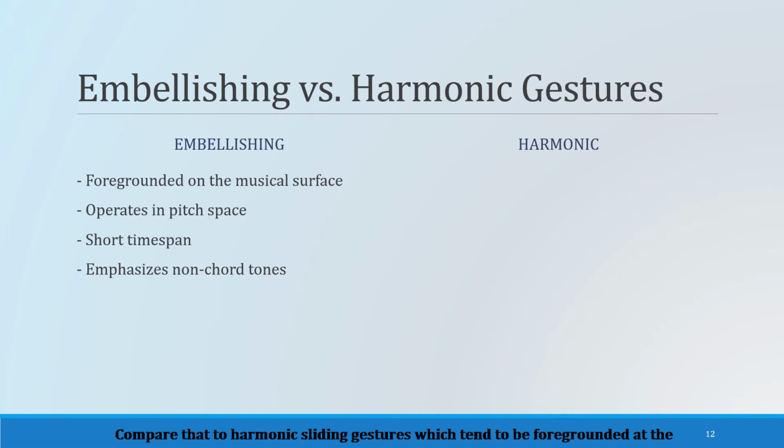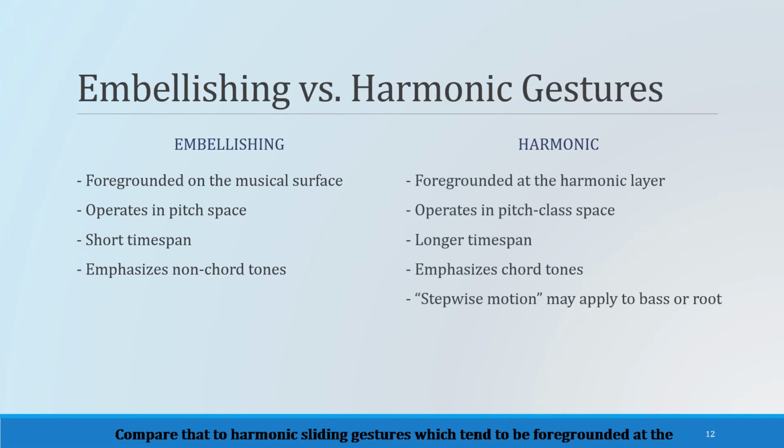Compare that to harmonic gestures, harmonic sliding gestures, which tend to be foregrounded at the harmonic layer. They're involving chord-to-chord motion, which are operating in pitch class space, so we are looking at that more abstract voice leading. They tend to be able to go over a longer time span, measure to measure, as opposed to note to note. And we're emphasizing the chord tones, where we're looking at strong chord members moving to other strong chord members. Stepwise motion, that one criteria, can apply to the bass. It can also apply to the root of the chord, and so our definitions and perceptions can expand a little bit at that point. So let's look at an example of a harmonic sliding gesture now.